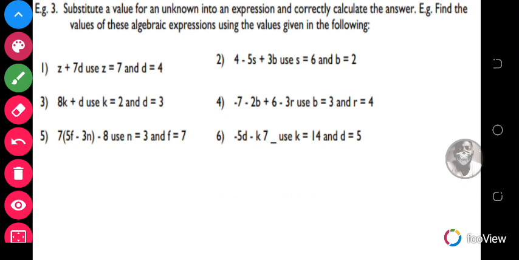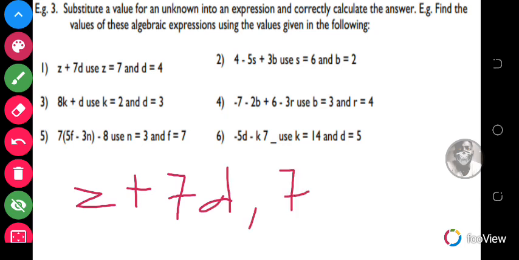Now let's look at another type of algebraic expression where you substitute the value for an unknown into an expression and you correctly calculate the answer. If you have something like z plus 7d, and the value for z has been given to you to be 7, and the value for d has been given to you to be 4, you simply replace them into the algebraic expression, then you calculate.